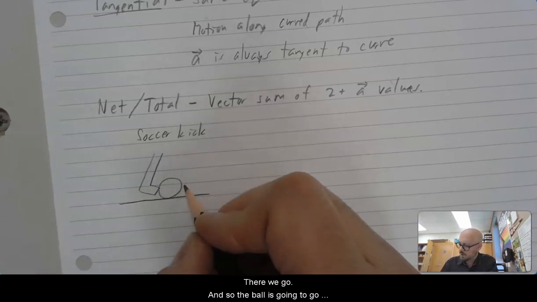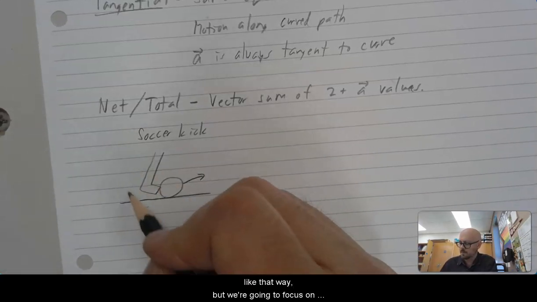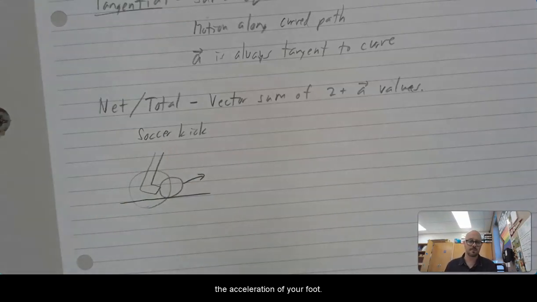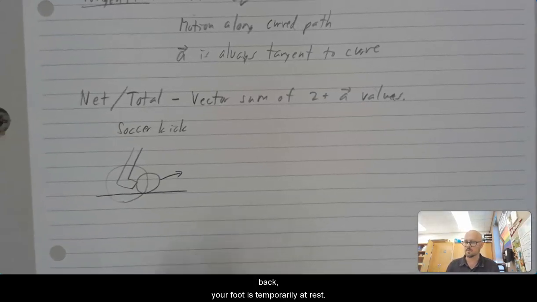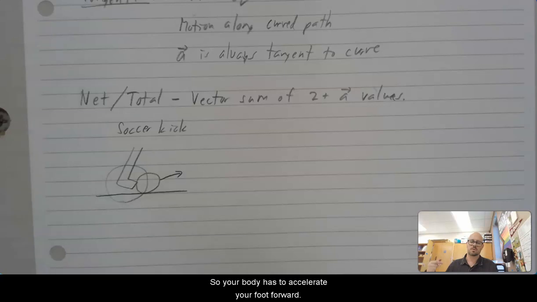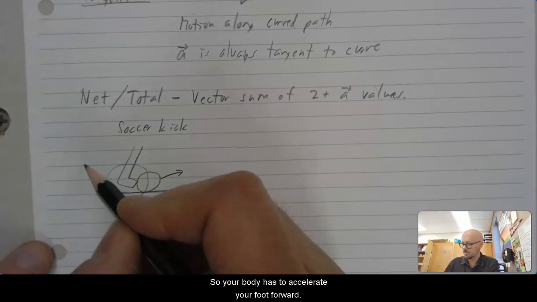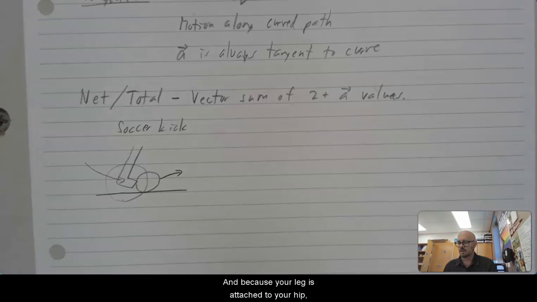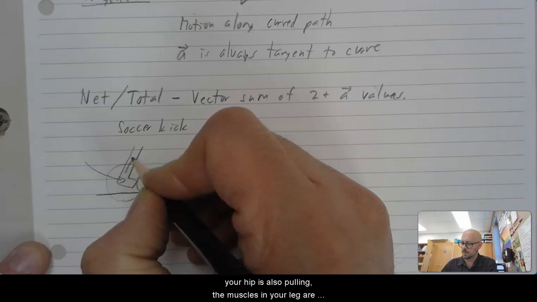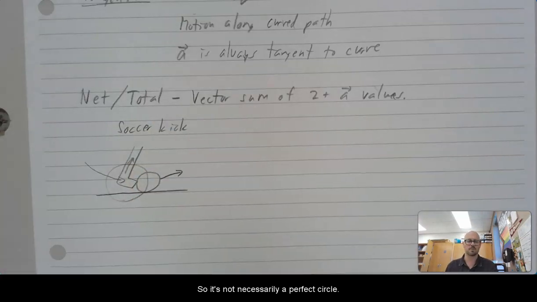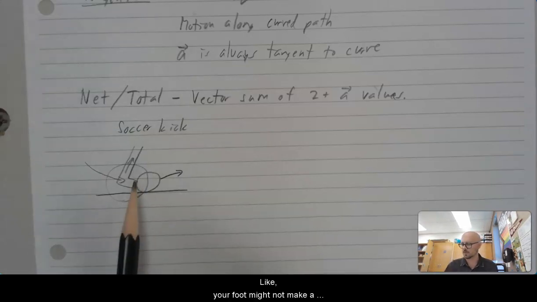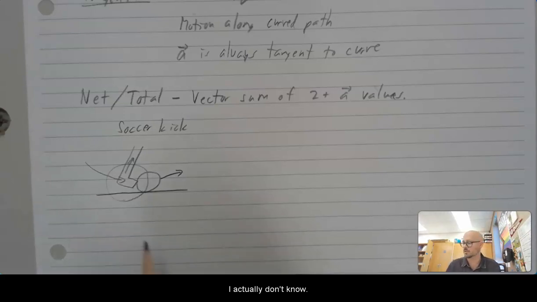And so the ball is going to go that way, but we're going to focus on the acceleration of your foot. So basically, when you go to kick a soccer ball, when you bring your foot back, your foot is temporarily at rest. So your body has to accelerate your foot forward. And because your leg is attached to your hip, the muscles in your leg are also pulling upward. So it's not necessarily a perfect circle. Your foot might not make a perfect circle. It might, I actually don't know. But we have two types of motion that are happening.